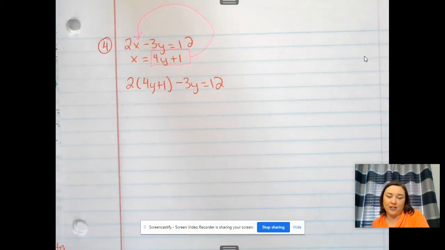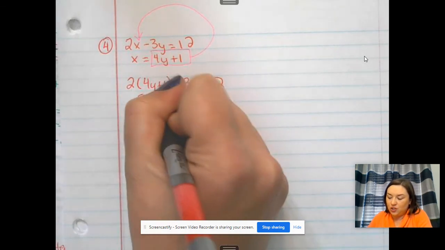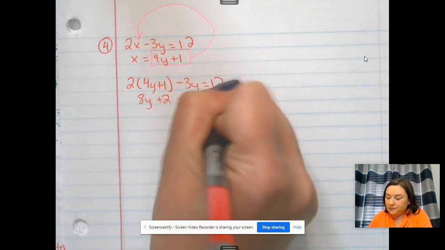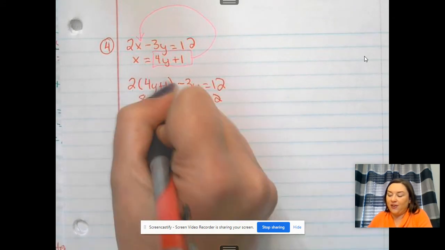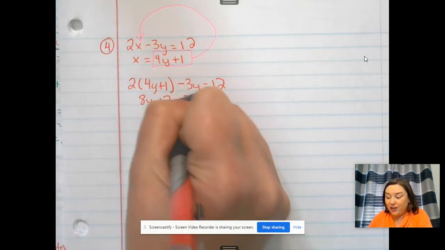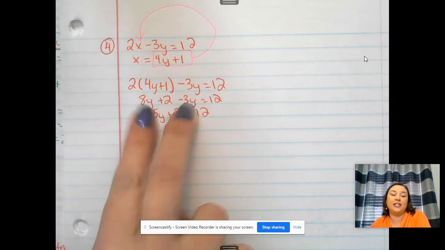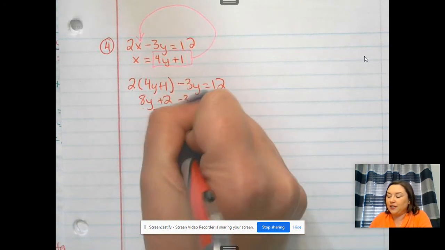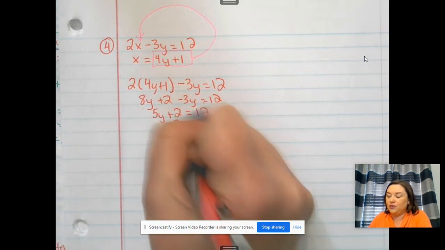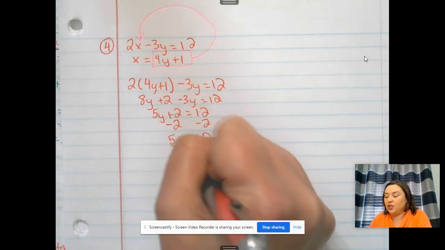Then you solve for that letter now that we have it all in one variable. So 2 times 4 is 8. 2 times 1 is 2, and then copy the rest of the problem. We have to combine like terms. So 8y minus 3y is 5y. Remember, when they're on the side together, you do whatever operation is between them. You only do the opposite operation when you're trying to move them to the other side. But for now, we're trying to get the like terms together. Now we're trying to move things to the other side. So I'm going to subtract 2 from both sides, and I get 10 equals 5y. Divide both sides by 5, and I get 2.